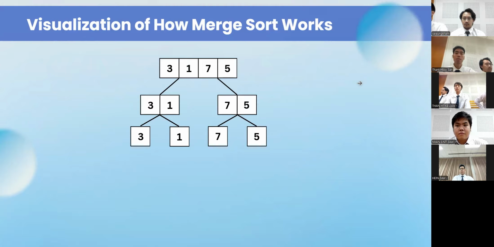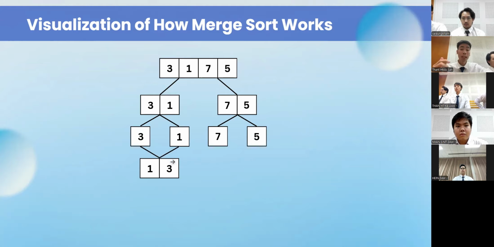Once it reaches the single-element arrays, it will compare the values. For that, we're going to compare 3 and 1. One is smaller, so 1 is going to be first and 3 second. For the next part, we compare 7 and 5. Five is smaller, so 5 is first and 7 is last. So we got 1, 3 and 5, 7.